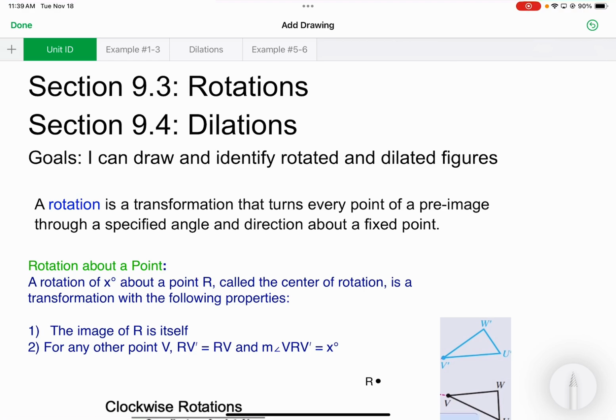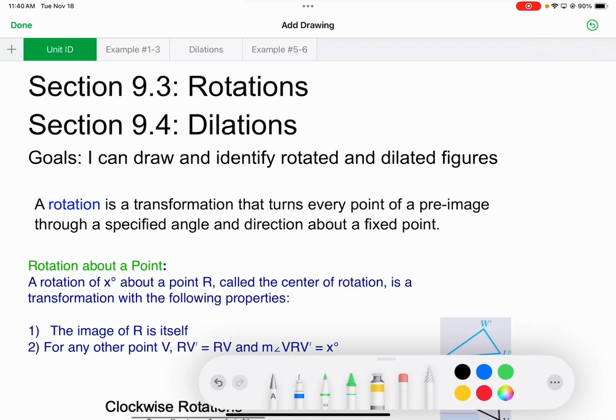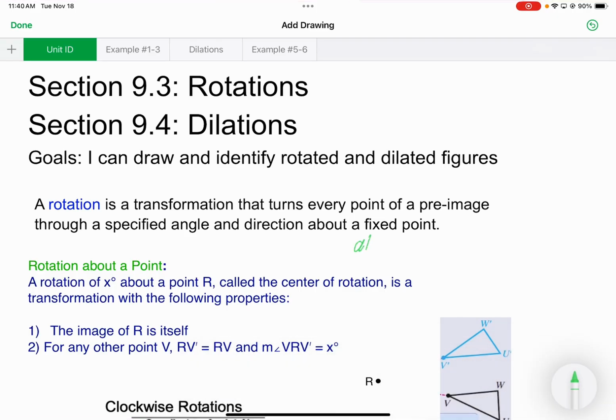being counterclockwise, okay? All right, so a rotation is just a transformation that turns every point of a pre-image. Now it does it at a specified angle, and I'll show you what that means in a picture, and it does it also about a fixed point. Today our fixed point is going to be the origin. Tomorrow we'll talk about our fixed point being something else. So this is going to be about our origin, or about 0, 0, which is just going to be 0, 0 today, okay?